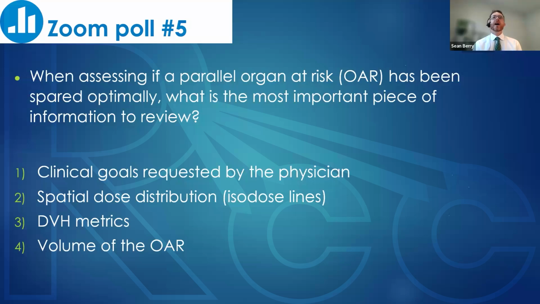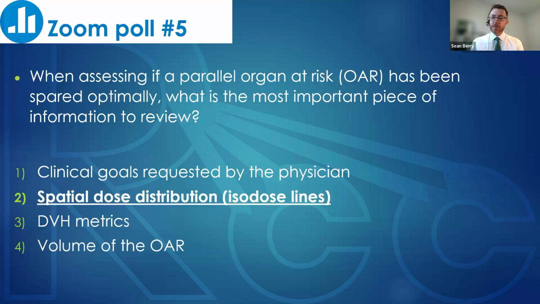So when assessing if a parallel organ at risk has been spared optimally, what's the most important piece of information to review? There are spread out answers, but the slight majority of the people said DVH metrics. Reviewing DVH metrics is essential. It's very important. But when you review the DVH alone, the best you can do is compare it against what your clinical goals were. So that's always the first step.